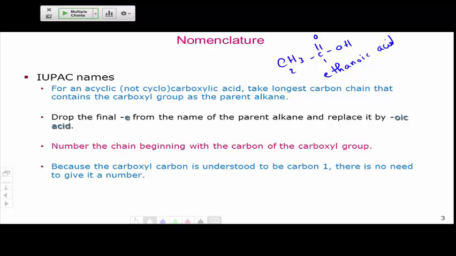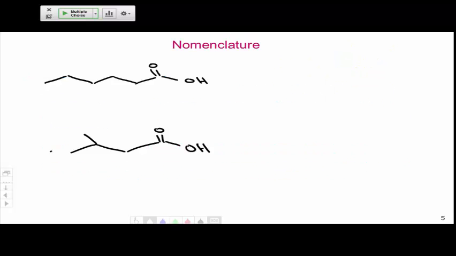Should I put 1-ethanoic acid? Do I have to tell where exactly is the C double bond O, OH? No, because it must be carbon number 1. Because if I move it 1 carbon, it's not gonna be OH from one side and an R from the other side. So when naming carboxylic acid, there is no need to tell exactly where is the carboxylic acid. It must be carbon number 1. So what I'm gonna do next is as simple as that. So go ahead, name these 2.